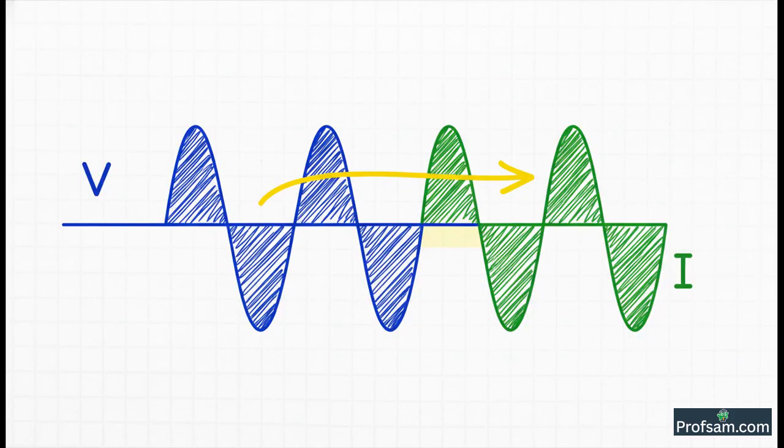So, the most crucial point, the one you absolutely must remember, is this. In a pure inductor, the voltage reaches its peak first, and then the current reaches its peak 90 degrees later, which is a quarter of a full cycle. So we say that the current lags behind the voltage.